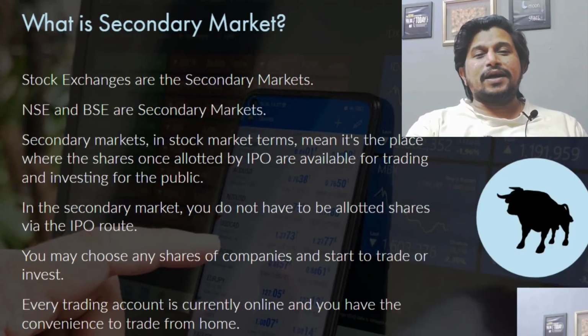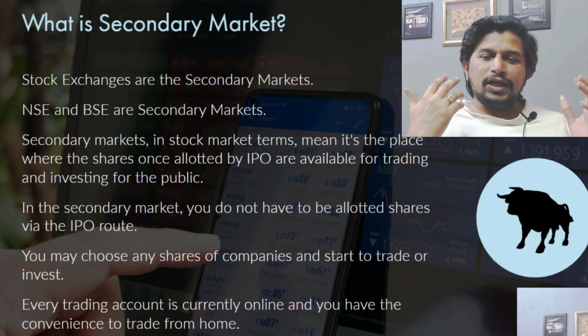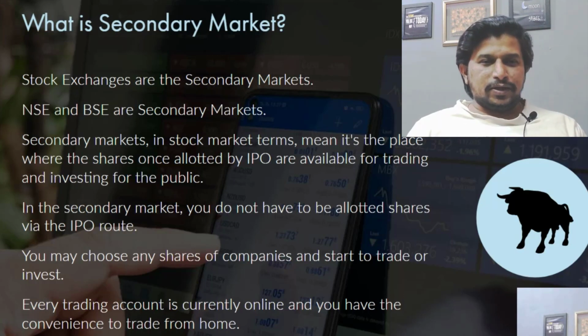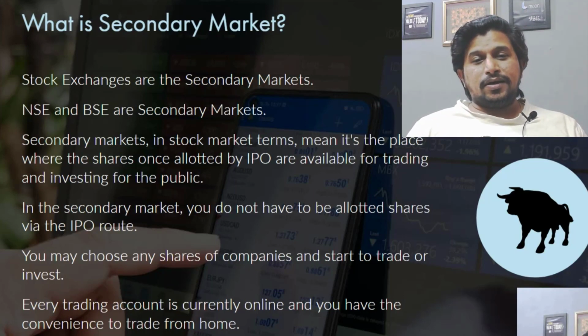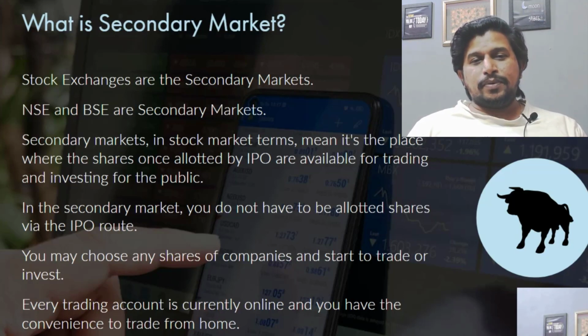So what is the secondary market, guys? This is where you will actually be trading. The secondary market is nothing but the stock exchanges where you will buy the shares of companies. NSE and BSE are the secondary markets. Secondary market, in stock market terms, means the place where the shares allotted by IPO are available for trading and investing for the public.